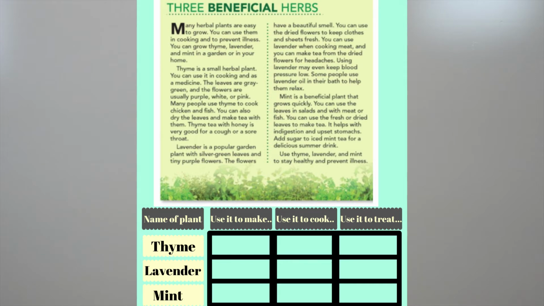Mint is a beneficial plant that grows quickly. You can use the leaves in salads and with meat or fish. You can use the fresh or dried leaves to make tea. It helps with indigestion and upset stomachs. Add sugar to iced mint tea for a delicious summer drink. Use thyme, lavender, and mint to stay healthy and prevent illnesses.